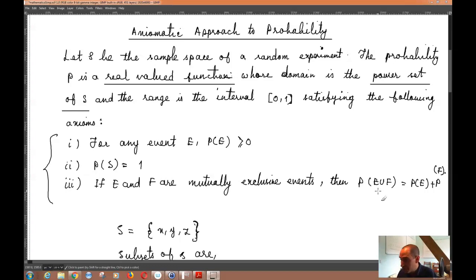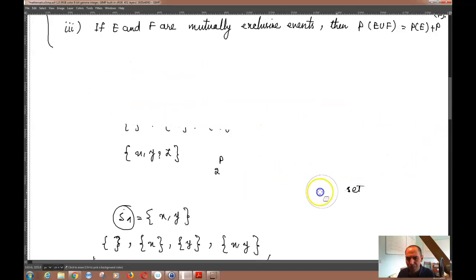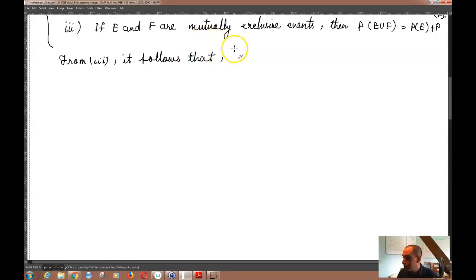Now, it follows from axiom 3 that P of phi is equal to 0. Now to prove this, we take F is equal to phi.